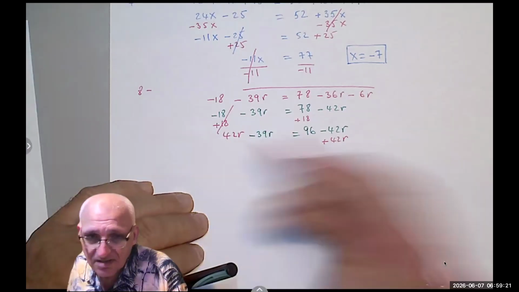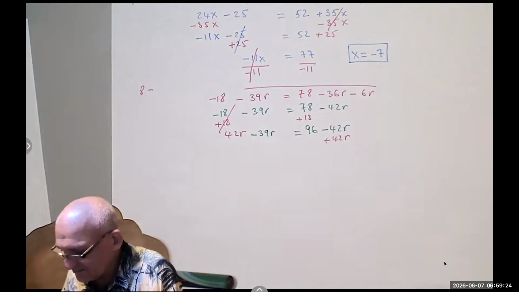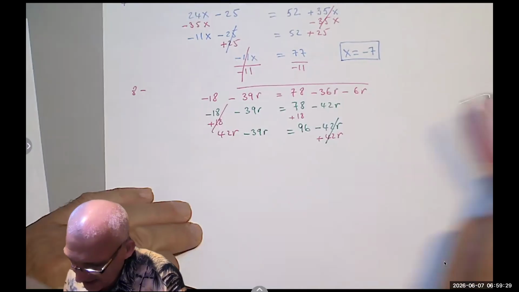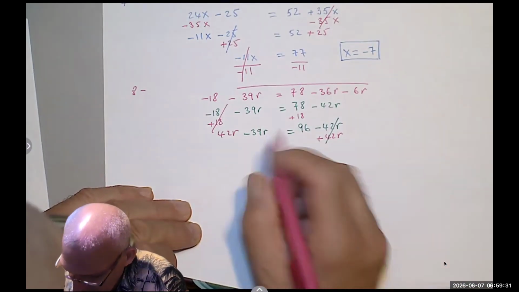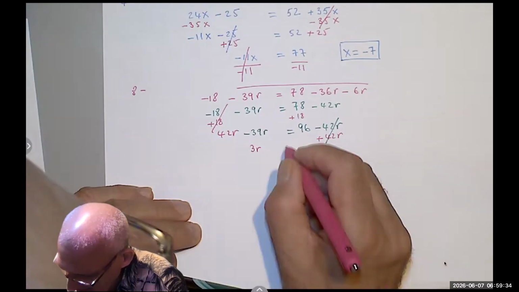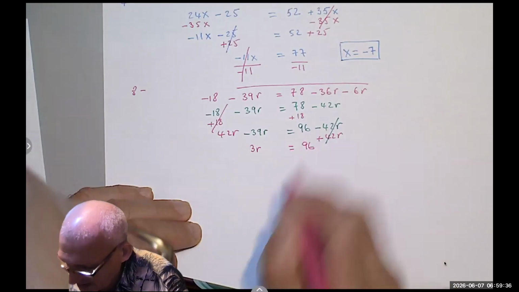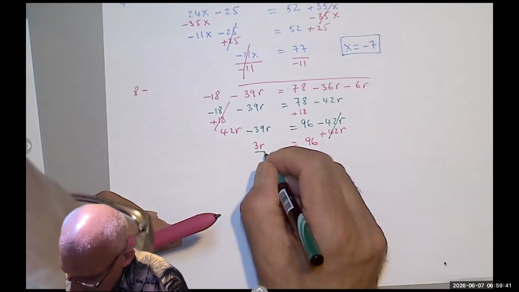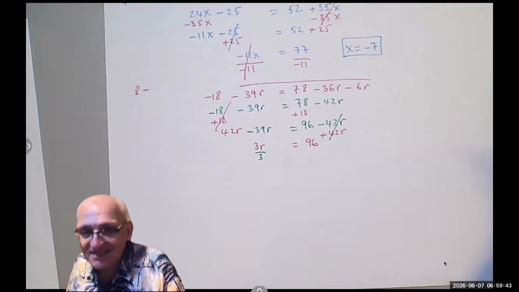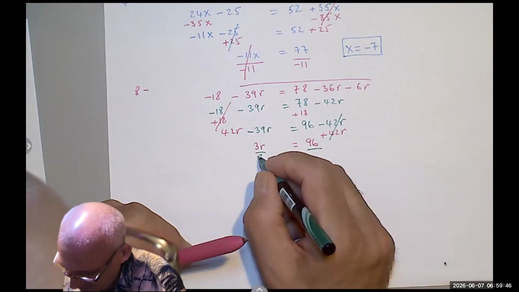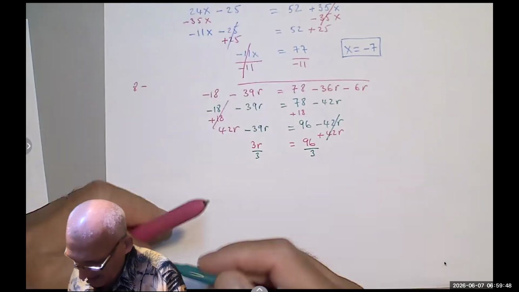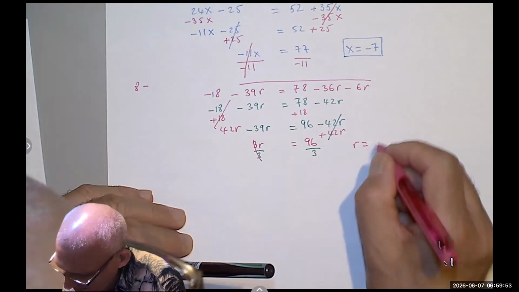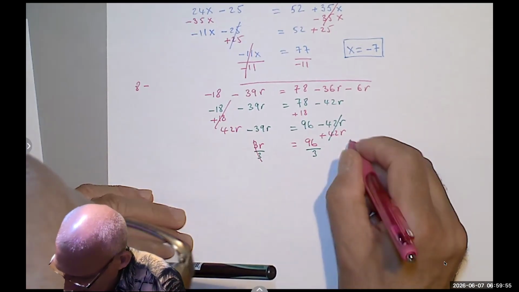Notice we don't write plus at the beginning of an expression. It doesn't make any difference. Now, 42r minus 39r is 3r, and the left and the right-hand side now is only a number. So the 3 is multiplied by the r, so I divide by 3 to release the r, so to speak. And then since I divided on the left-hand side, I divide on the right-hand side, and 96 over 3 is 32, so r equals 32.